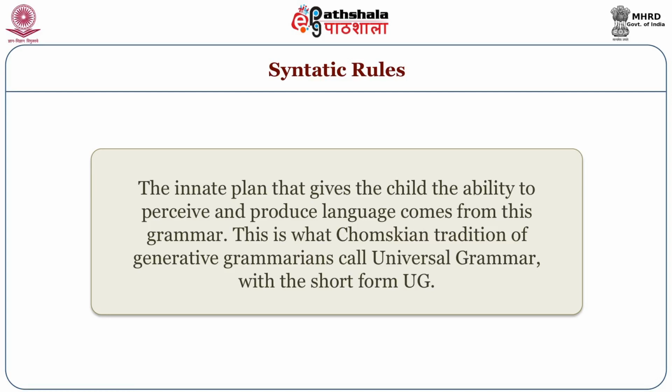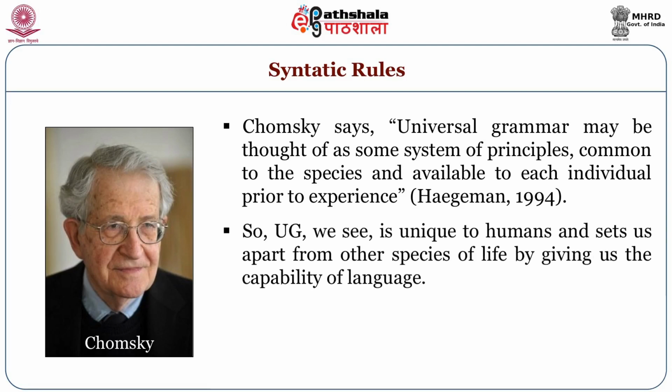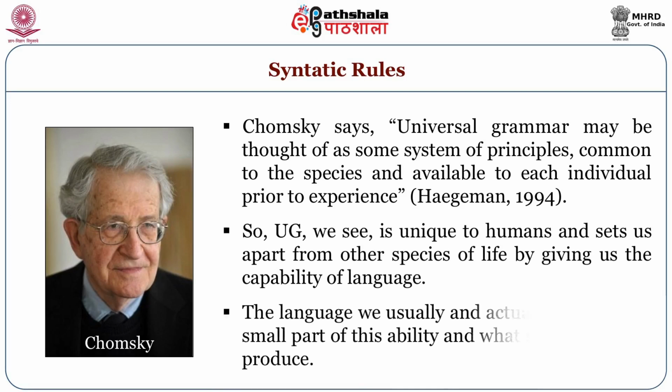The innate plan that gives the child the ability to perceive and produce languages comes from this grammar. This is what the Chomskyan tradition of generative grammarians calls universal grammar, with the short form UG. Chomsky says, universal grammar may be thought of as some system of principles common to the species and available to each individual prior to experience. So UG, we see, is unique to humans and sets us apart from other species of life by giving us the capability of language. The language we usually and actually use is just a small part of this ability and what it could help us produce.